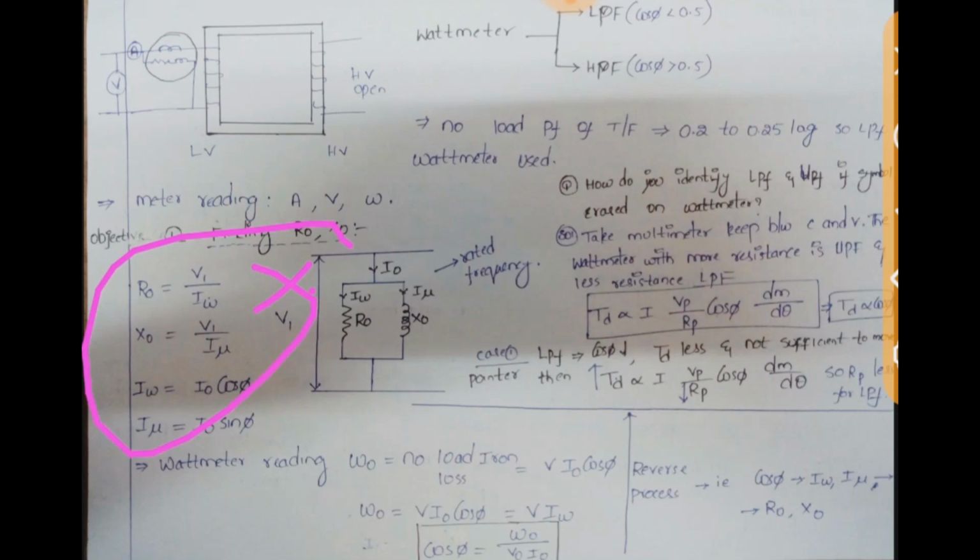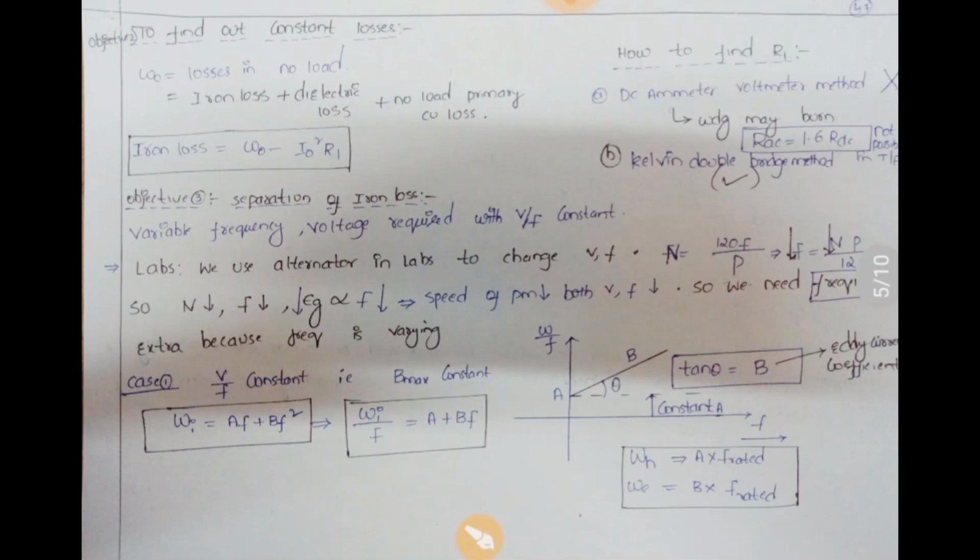Now the second objective is to find the constant losses. The wattmeter reading itself is the constant losses. W naught is equal to the losses at no load. What are the losses? I told you: iron losses, dielectric loss, copper loss. Stray load losses are neglected.